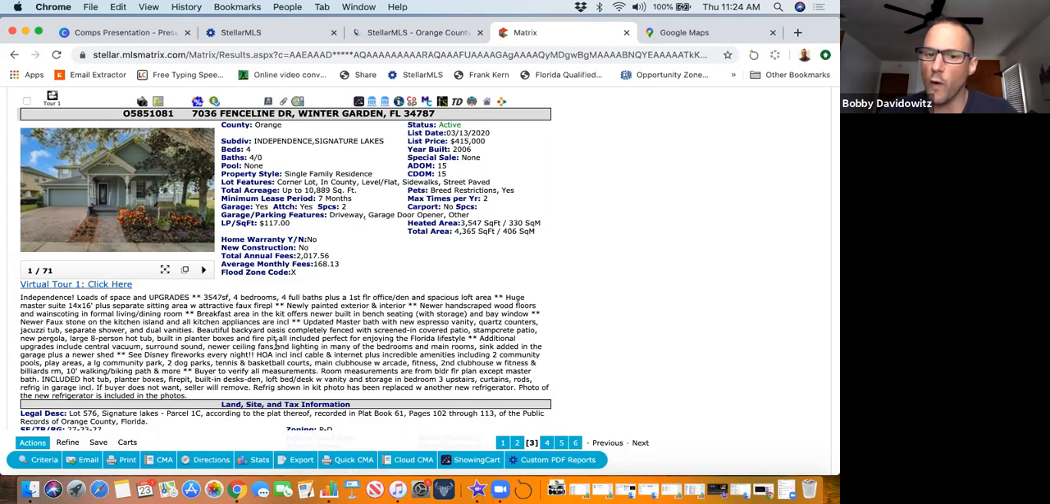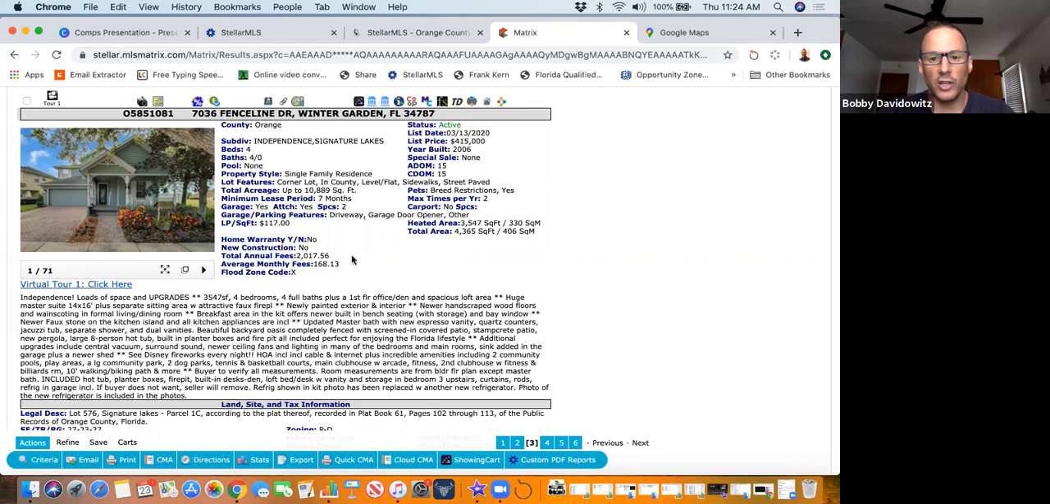I could offer $415. And if I need closing costs, maybe ask them for $8,000 in closing costs. Or maybe I offer $410 or $405 for this property, whatever the case may be. And I would feel confident doing that. And once again, there are properties in this neighborhood that sold for $130 a square foot.